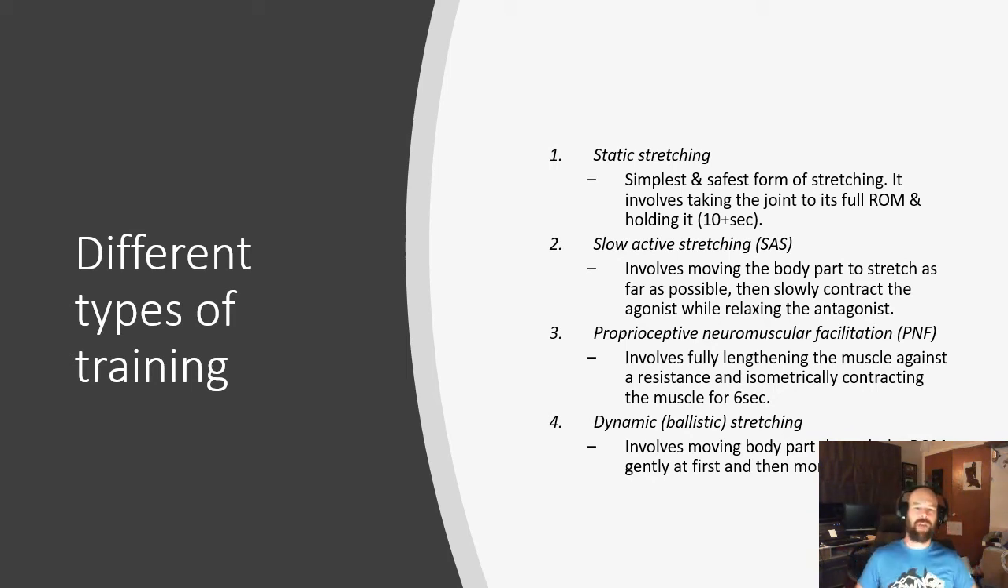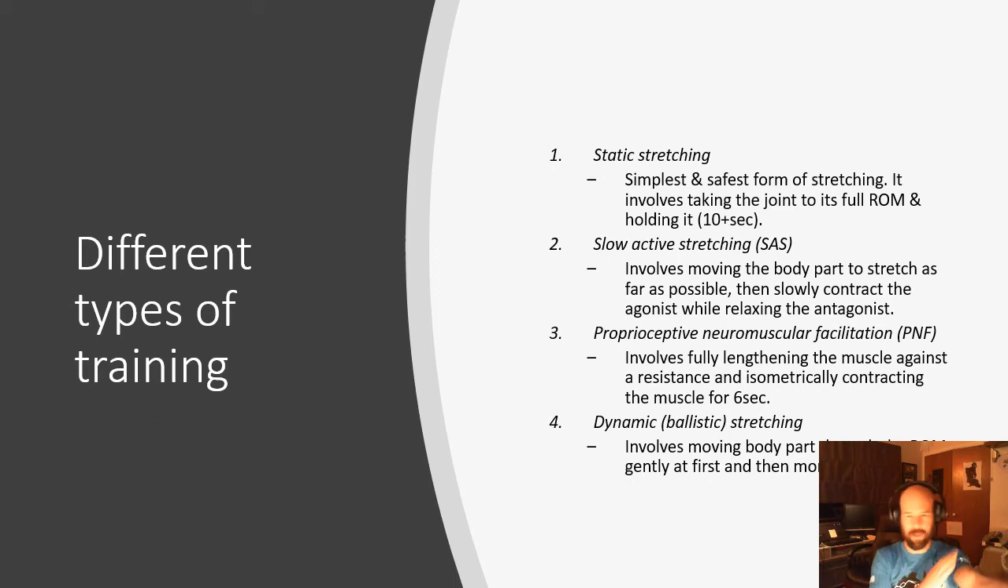You have slow active stretching, which involves moving the body part as far as possible and then contracting the agonist while relaxing the antagonist. If we remember, the agonist is the muscle that's doing the work, and the antagonist is the one working opposite.